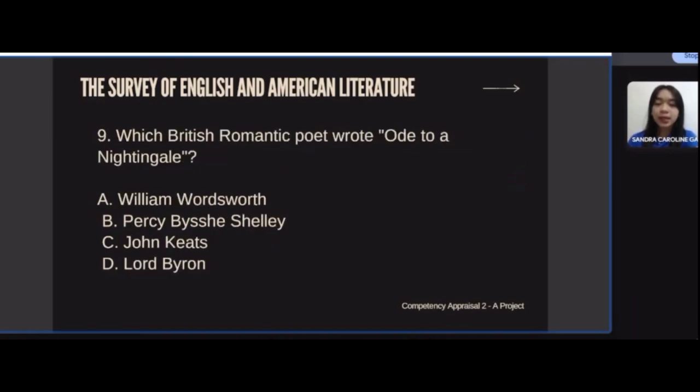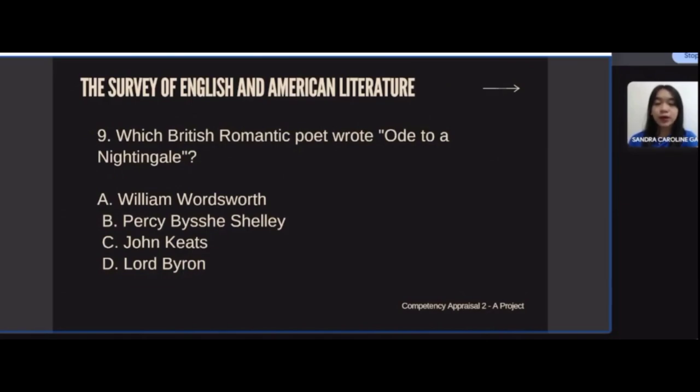Number 9. Which British romantic poet wrote Ode to a Nightingale? Letter A, William Wordsworth. B, Percy Bysshe Shelley. C, John Keats. Or letter D, Lord Byron. The correct answer is letter C, John Keats.